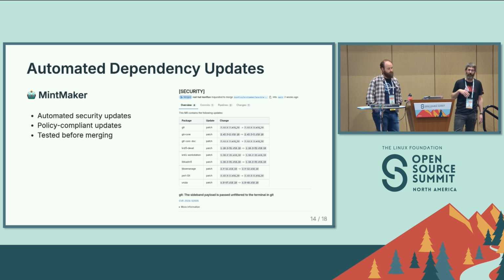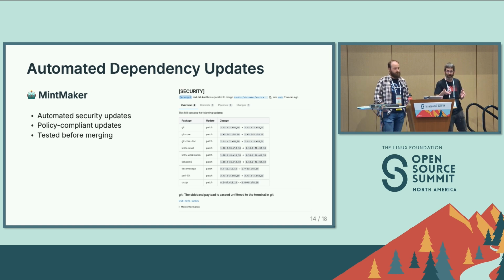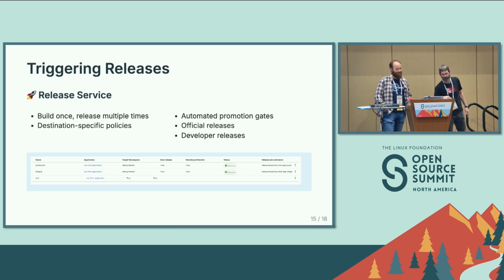Here you have an example with RPMs where we have a CVE on git, and in this case, MintMaker is going to explain to me what CVEs are being fixed, what's the severity of those CVEs, and so on. So now I have the builds, they are secure, and I can maintain them secure without any intervention from me. That's amazing as a developer.